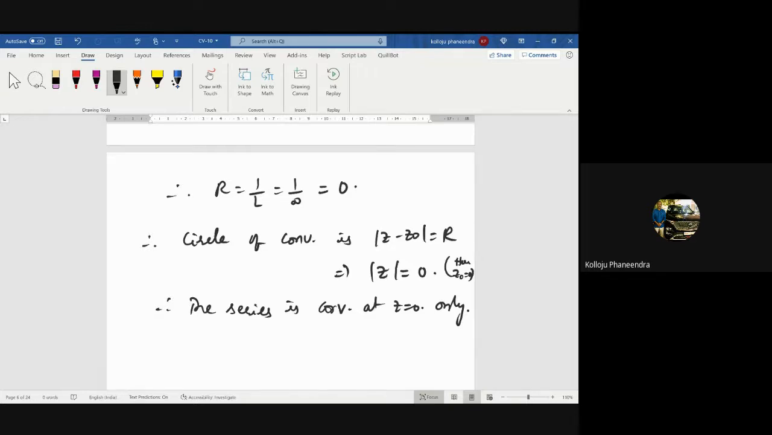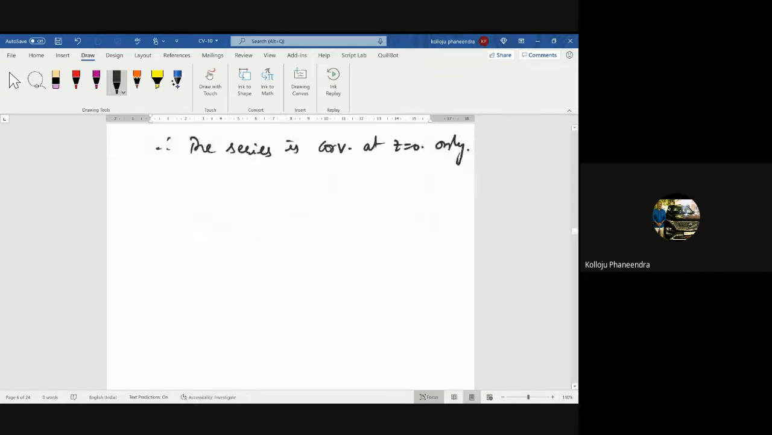Next one. This is a brief introduction about radius of convergence. Now, the main topic is Taylor series.